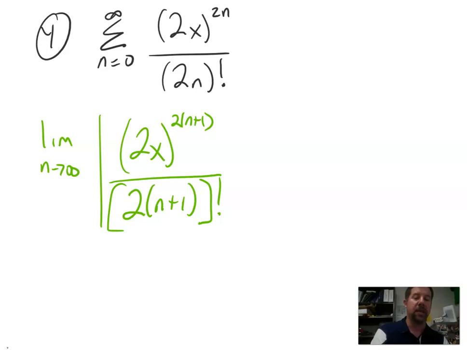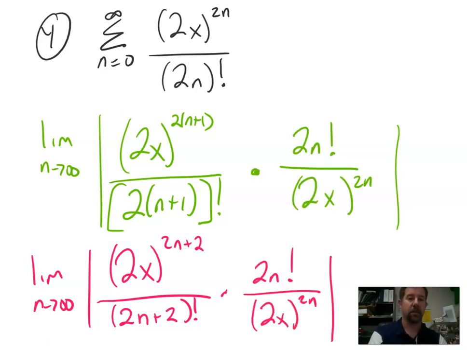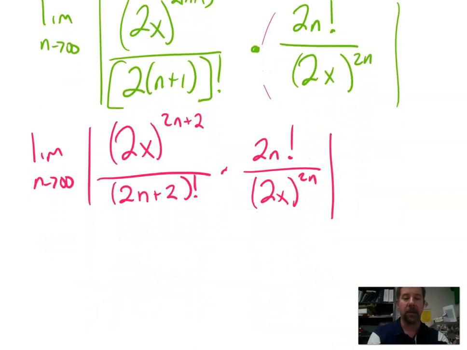This would be 2 times n plus 1, which simplifies to 2n plus 2 if you distribute that 2 to the n plus 1. So there's my next term. Then I divide by the original series, 2x to the 2n over 2n factorial. When I divide by that, I'm going to flip and multiply, so I'm going to multiply by 2n factorial over 2x to the 2n. I just brought that down in pink below here.